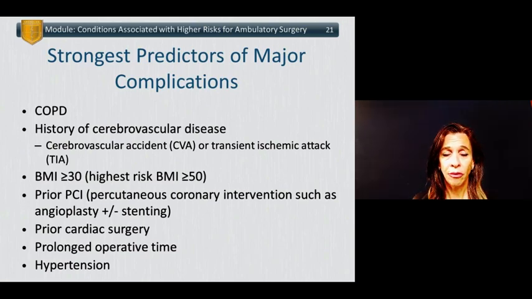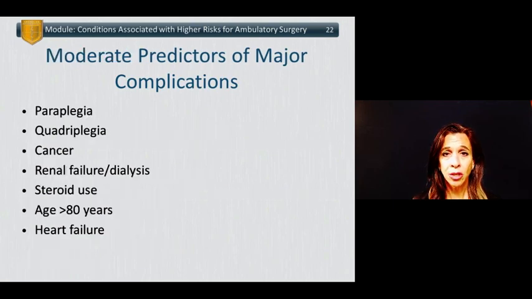So what about some comorbidities that predict major complications? This is a list that came from the Surgical NSQIP database, the American College of Surgeons, and they identified COPD, a history of cerebral vascular disease, which was defined as either a stroke or a transient ischemic attack. Patients with BMIs of greater than 30, though the highest risk was those associated with BMIs of 50 and greater. Prior percutaneous coronary interventions, such as angioplasty with or without stenting, prior cardiac surgery, a prolonged operative time, and the presence of hypertension. These conditions were moderate predictors of major complications.